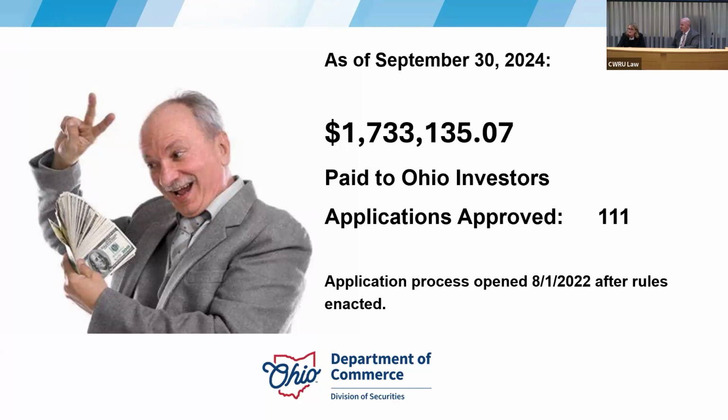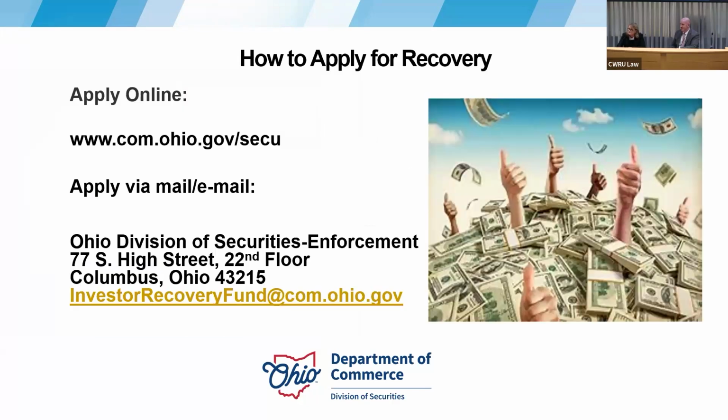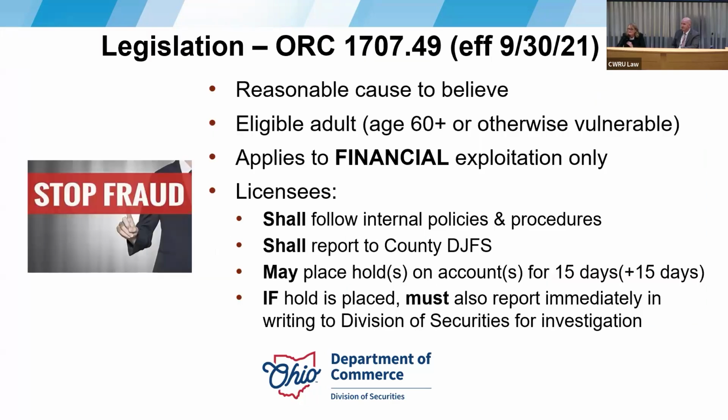That's 111 applications approved. And this calendar year alone, that figure is $472,000 to 22 applicants. How to apply: you have to be eligible to receive recovery. And I will tell you that we are proactive in identifying who may be eligible. So you have to be identified in a final order issued by the division. That includes administrative orders, criminal convictions, or final civil orders. We are sending out letters at the beginning of every month for all the investors or victims that have been identified, letting them know that they may be eligible for recovery. People can file online, they can file via email, they can file via mail.